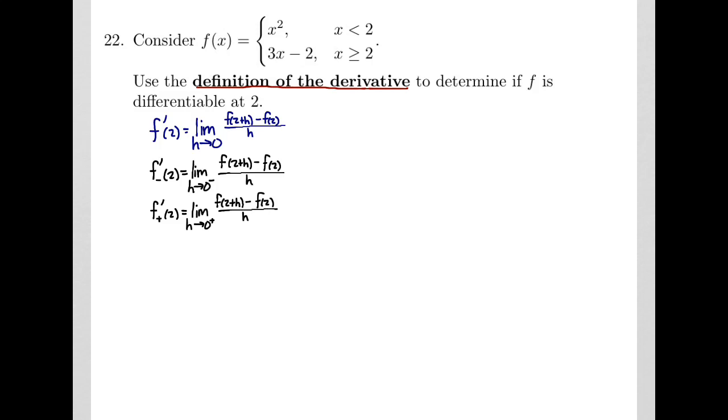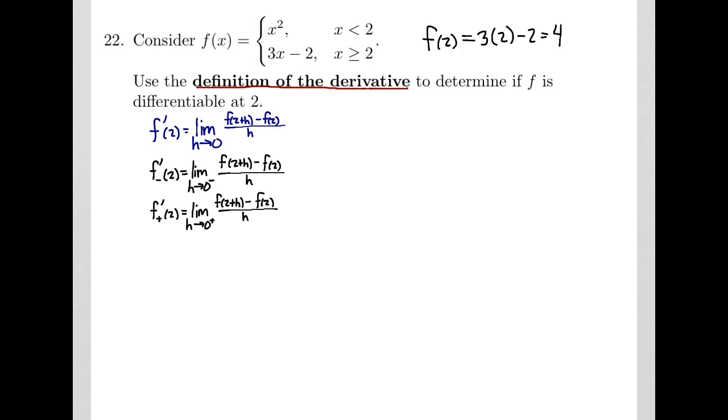And so I put down the definition. It's the same definition. The only difference is whether I approach from the left or the right. Now, when I approach from the left, the value of the function f of 2 plus h needs to use the formula that comes from the left. When I come from the right, when h is greater than 0, I need to use the formula corresponding to being to the right of x equals 2. Now, f of 2 always uses the second rule. So let's just be careful about that. It's 3 times 2 minus 2, which is 6 minus 2 is 4.